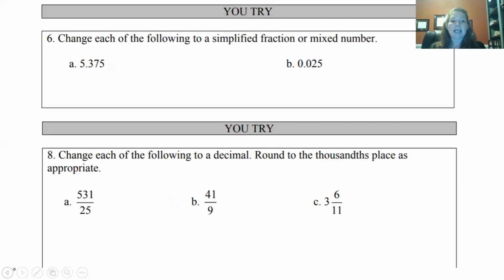Now it says you try, so I want you guys to pause me and follow the directions, and then come back and let's check our answers.